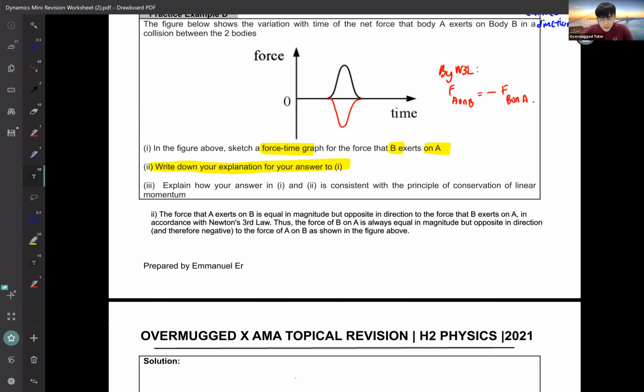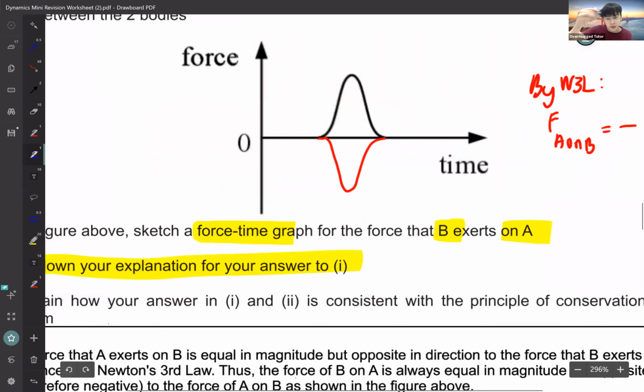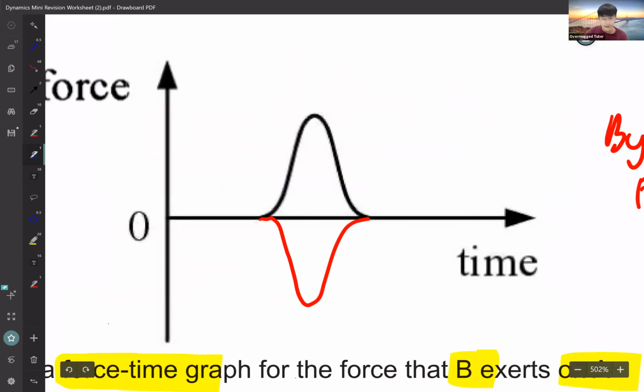Okay, look over at part 3. Explain how your answer in 1 and 2 is consistent with the principle of conservation of momentum. This was my favorite, right? Because it really tests whether or not you understand what's going on. So look over here. I'm labeling the first guy as A.